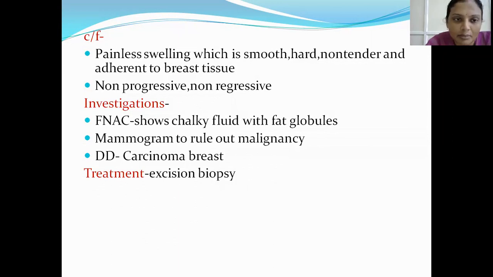Okay, the rest of the benign breast topics will be covered in the next section. Any doubts? Fibroadenoma, fibroadenosis, phyllodes tumor, mastalgia, traumatic fat necrosis: all these are important topics for short notes.